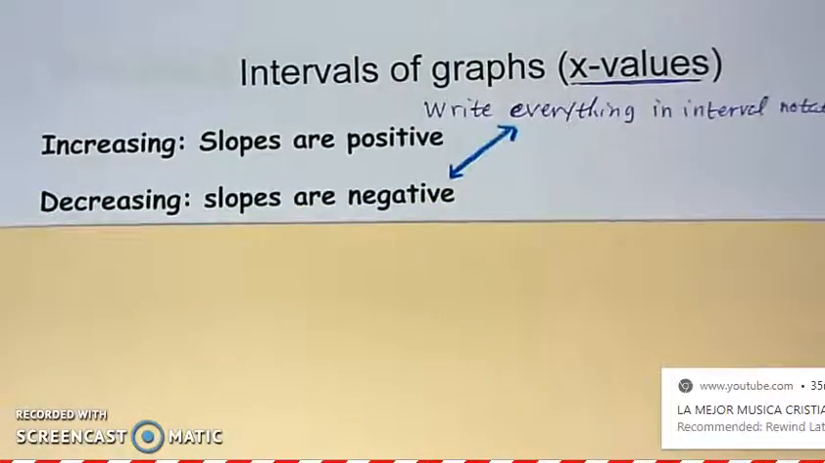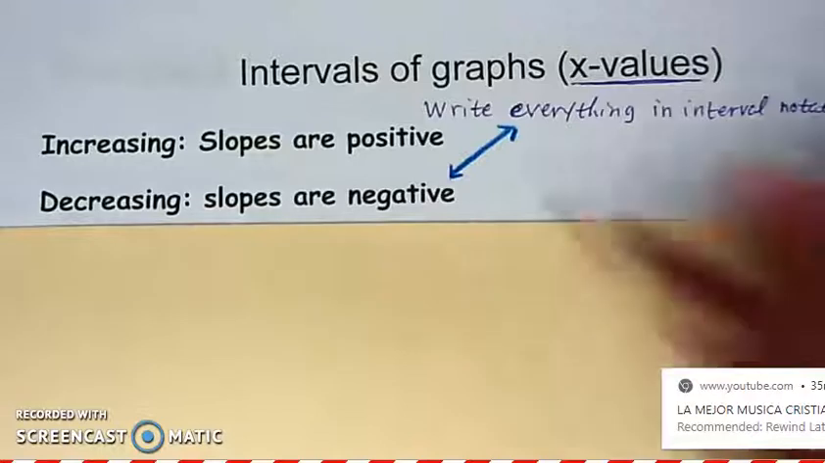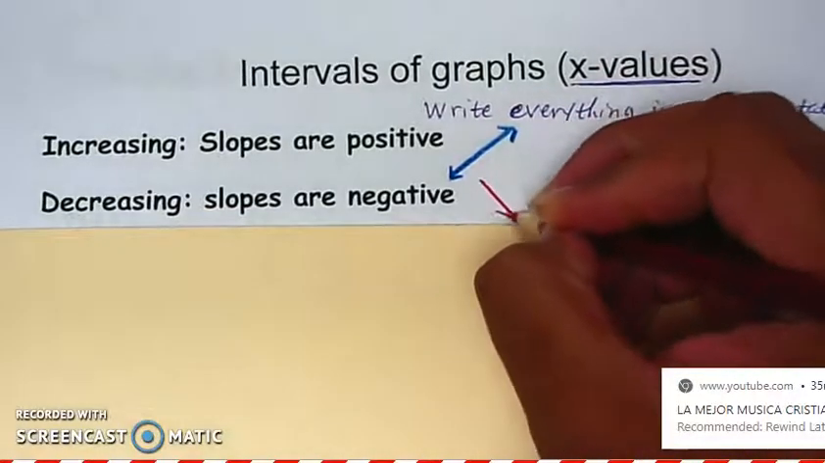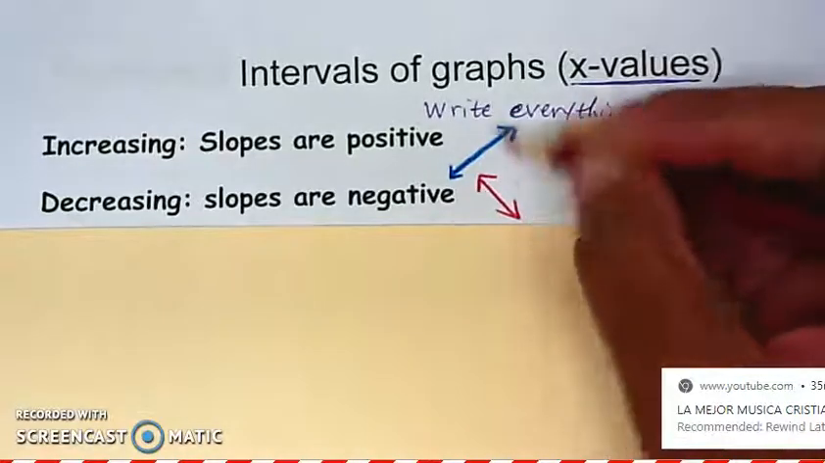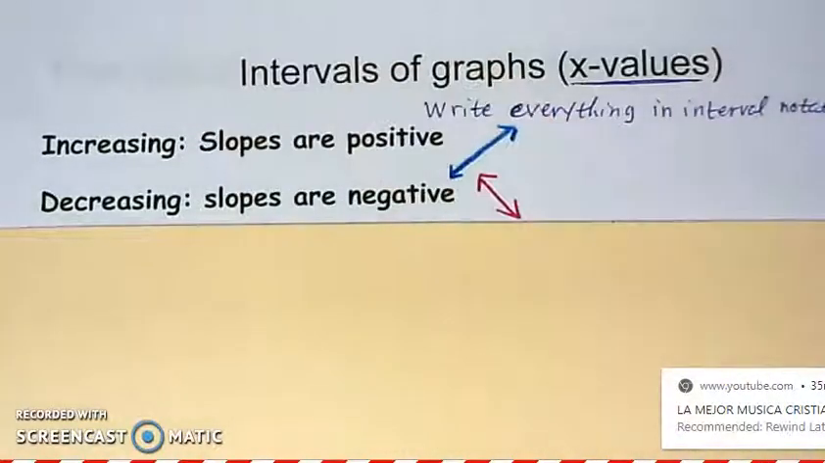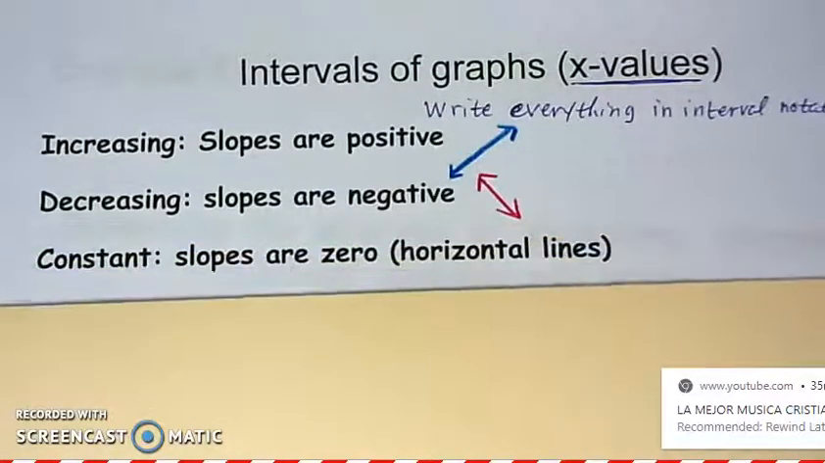Decreasing says slopes are negative. So this is where the slopes are going down from left to right. And that's a negative slope. So that means the line is going to go down from left to right. That's where you know it's a decreasing area or interval.